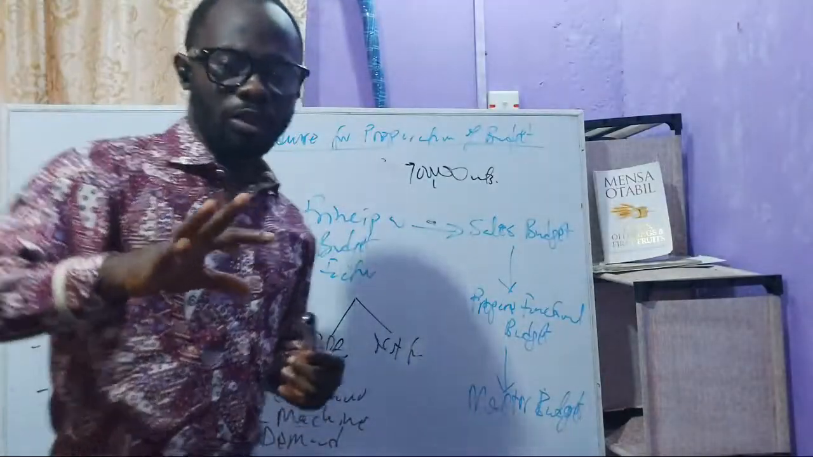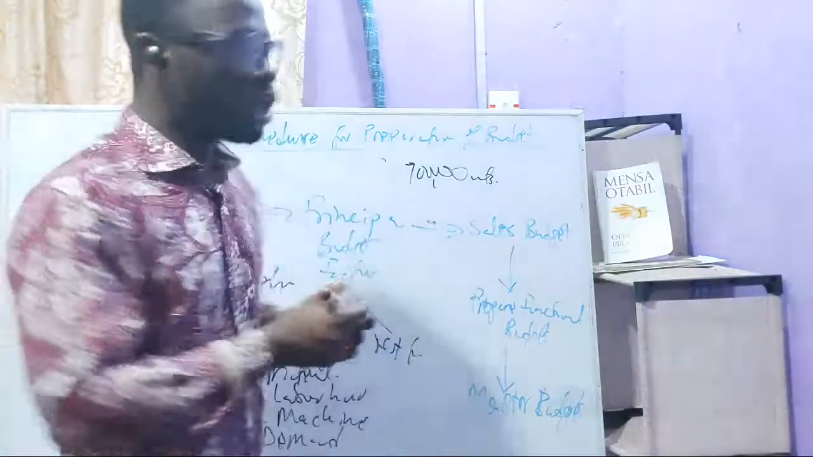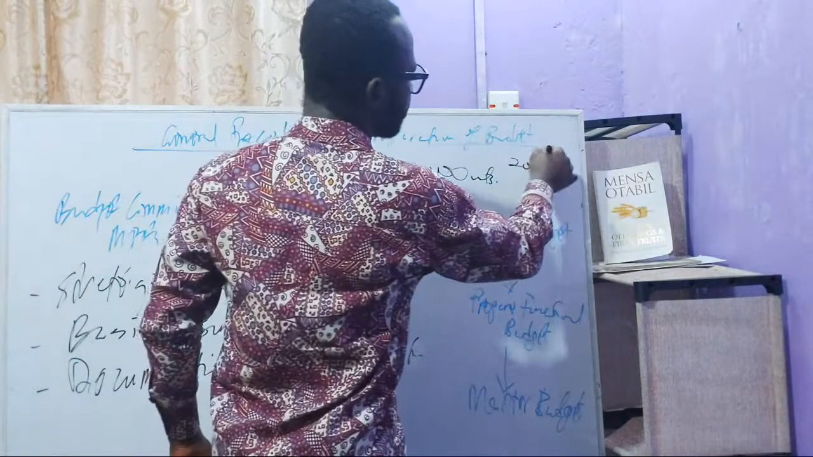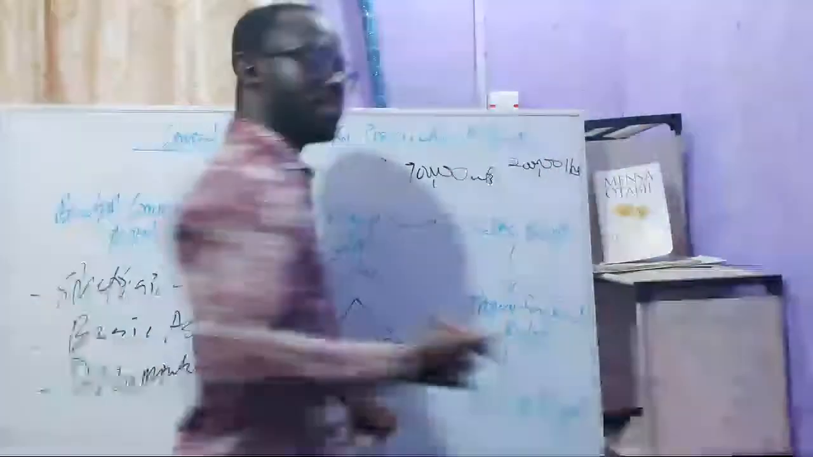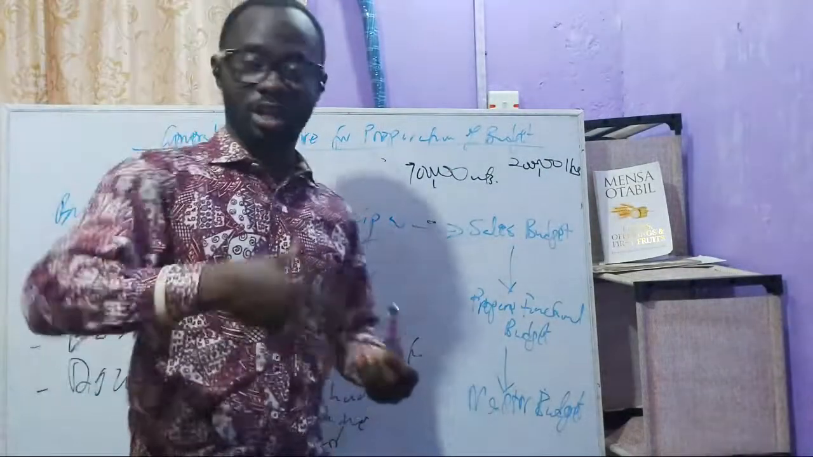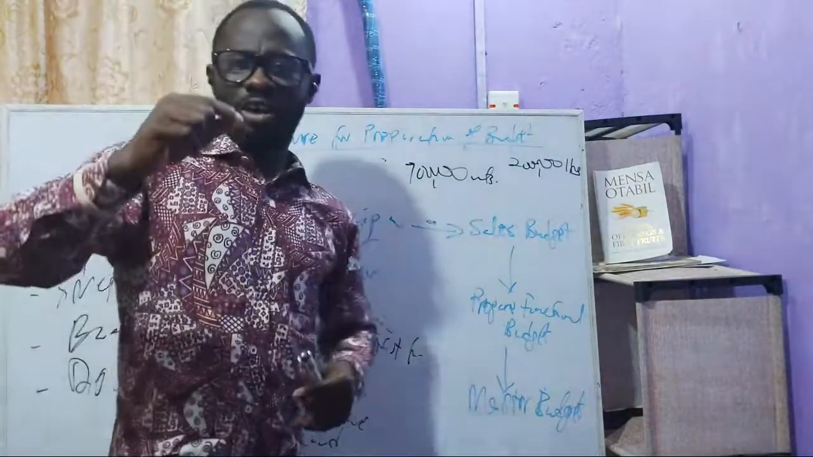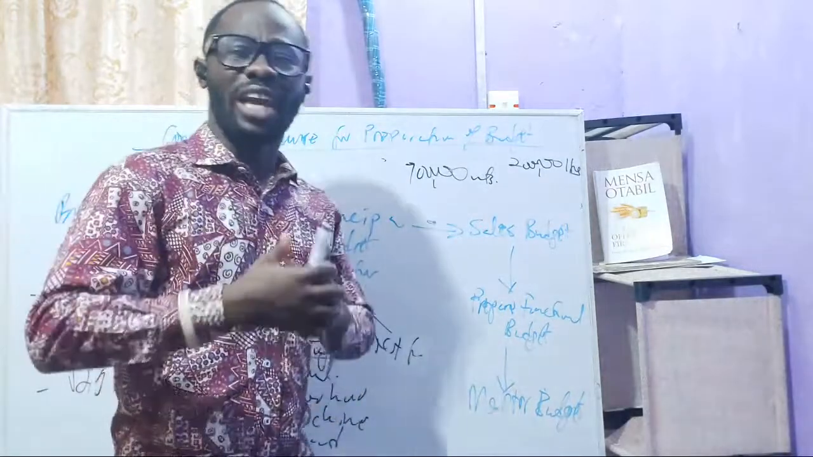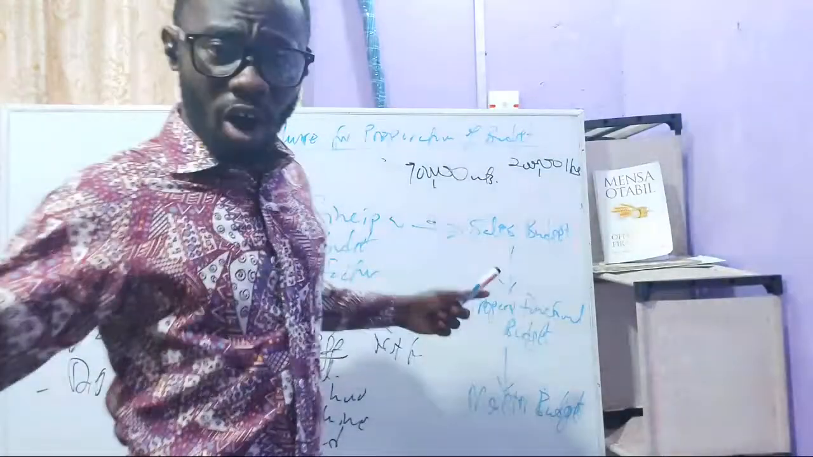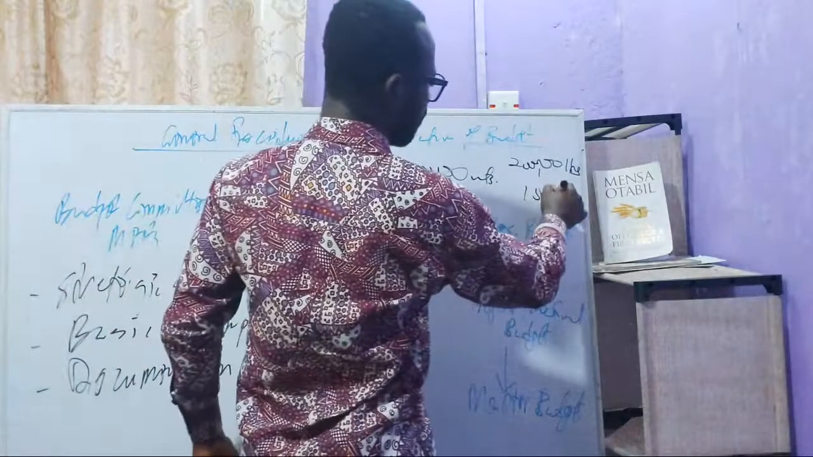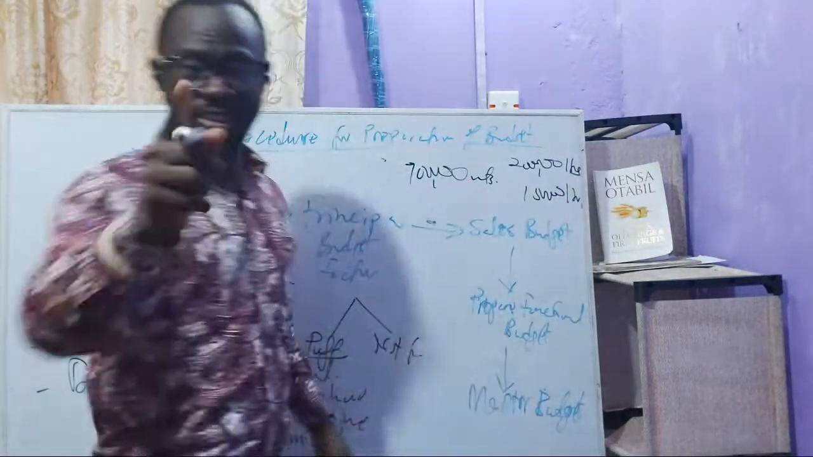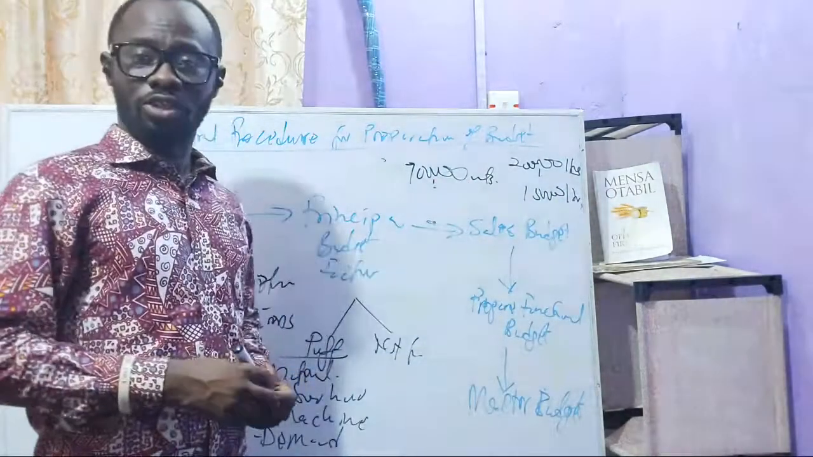Now for us to be able to produce these 100,000 units, we need, let's say, 200,000 liters of the raw materials that we need for that particular product. Now if the raw material we can get during the year from all our sources is just 150,000 liters, the question is, can we prepare the budget on the 100,000?